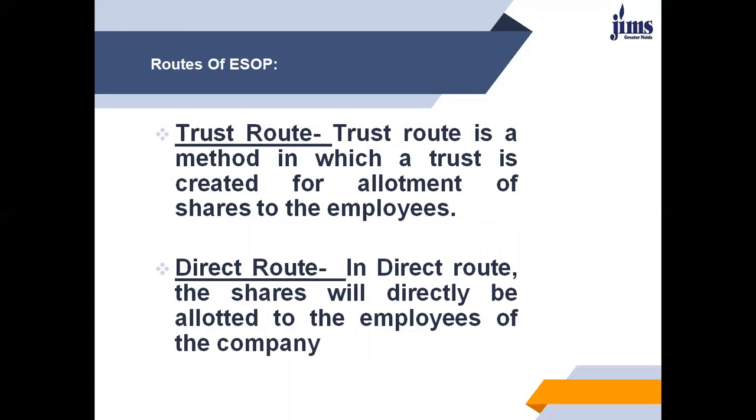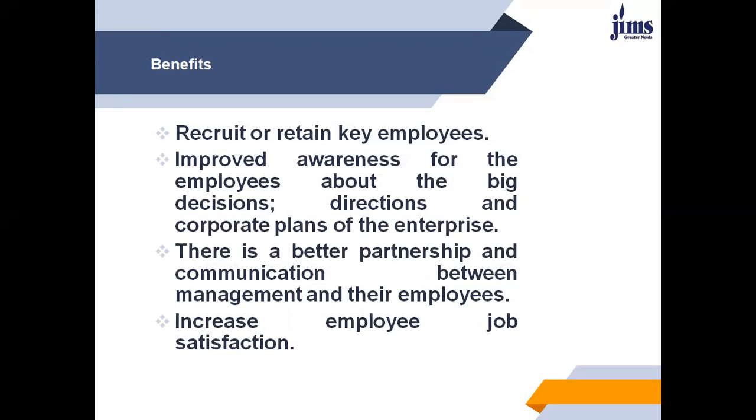Routes to ESOP: how we can implement ESOP in the organization. Trust route: a method in which a trust is created for allotment of shares to the employees. Direct route: the shares are directly allotted to the employees of the company. Then the benefits of ESOP: it helps recruit and retain key employees, improves awareness for employees about the big decisions, directions, and corporate plan of the enterprise. There is better partnership and communication between management and employees. It increases employee job satisfaction too.